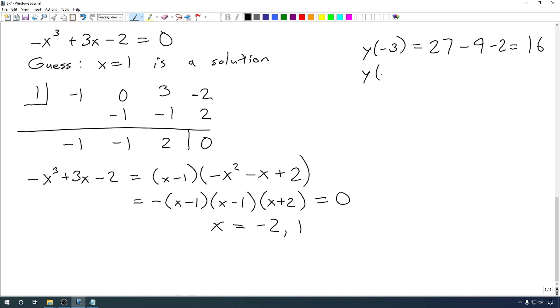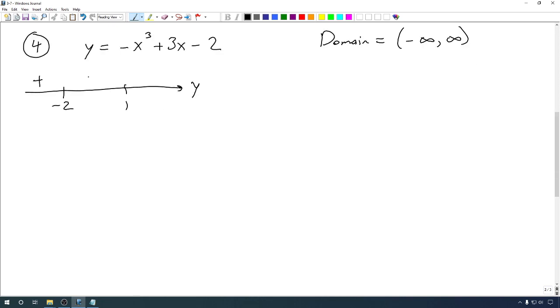From negative 2 to 1, well here, because I also want to know what the y-intercept is, this is a perfect opportunity for me to go ahead and just plug 0 into the function. That will actually give me my y-intercept. If I plug 0 into my function here, these first two terms go away, and I'm left with a negative 2. So specifically, not only do I know that the function is negative from negative 2 to 1, but we also have a y-intercept of negative 2.